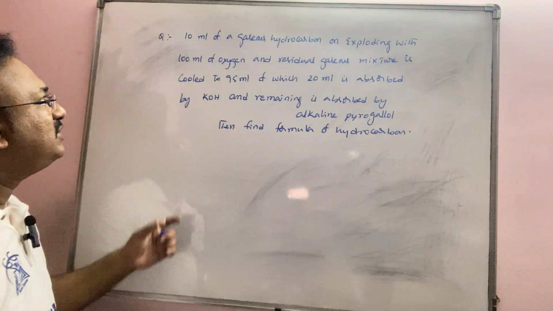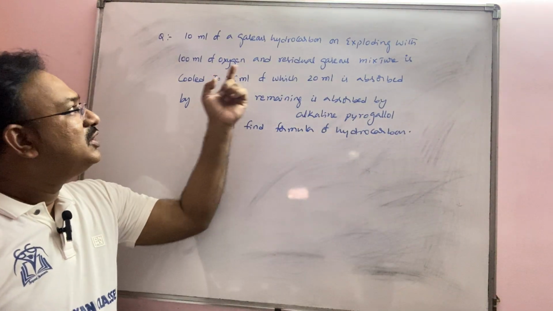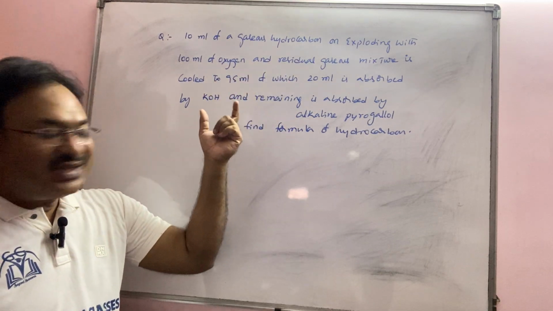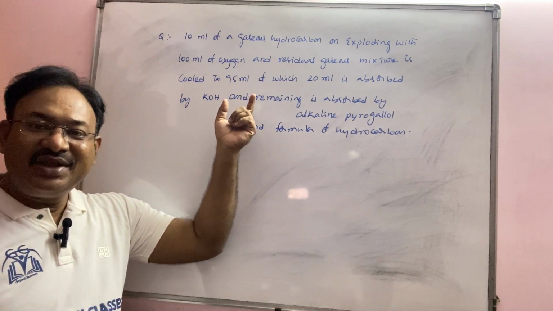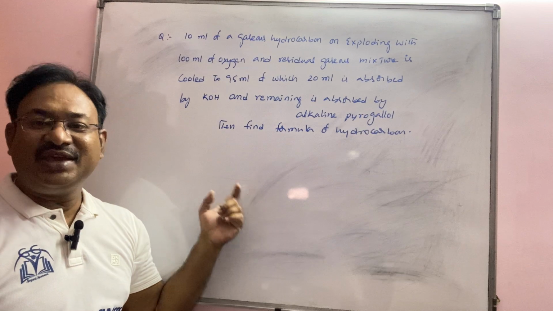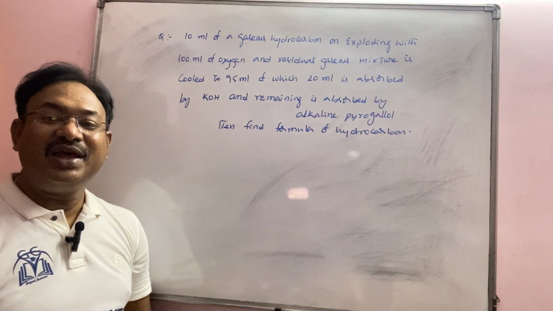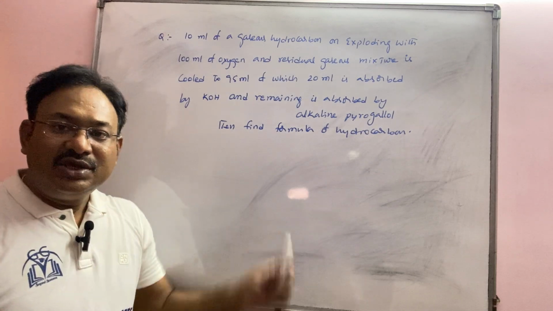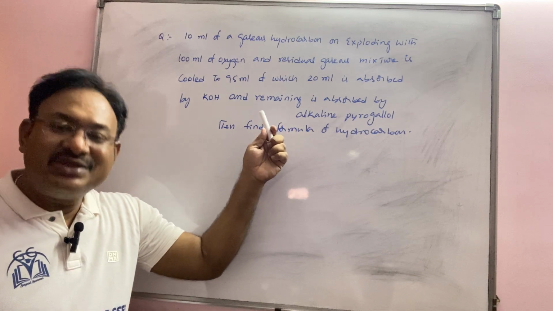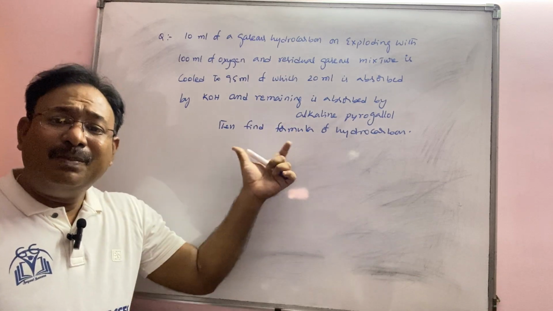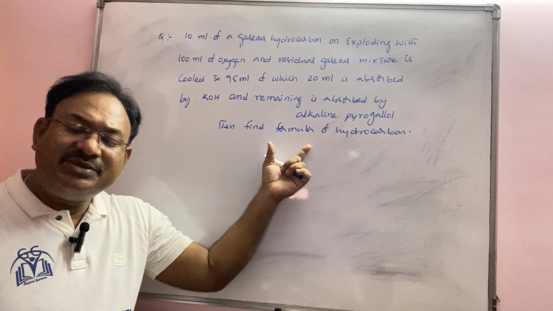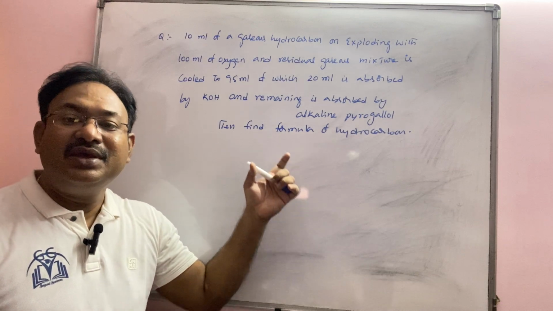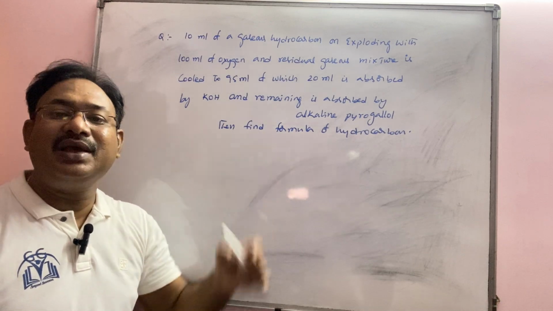So this is the question, all of you. 10 ml of gaseous hydrocarbon on exploding with 100 ml of oxygen, and the residual gaseous mixture is cooled, which gives 95 ml, out of which 20 ml is absorbed by KOH and the remaining is absorbed by alkaline pyrogallol. KOH can remove carbon dioxide, so the 20 ml removed by KOH is carbon dioxide. The rest is absorbed in alkaline pyrogallol. That means it is oxygen, because oxygen can be absorbed by alkaline pyrogallol.